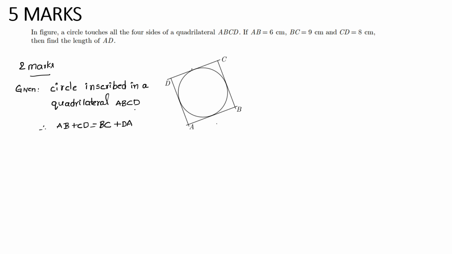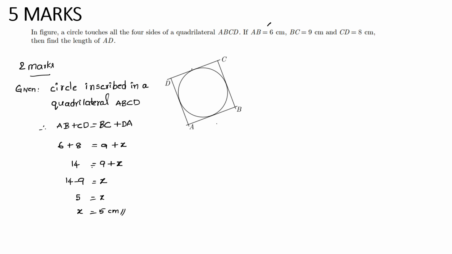Then we can directly substitute the values. So AB is 6 plus CD is 8 is equal to BC is 9 and DA, we have to find it, as X. So 14 is equal to 9 plus X. 14 minus 9 is equal to X. 5 is equal to X. That means X is equal to 5 centimeters. In this way we'll solve the problem.